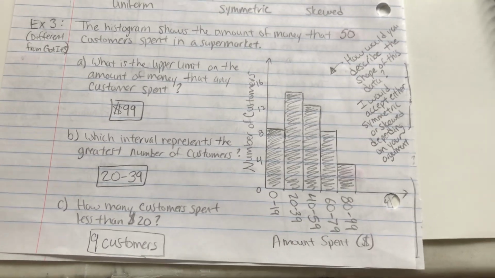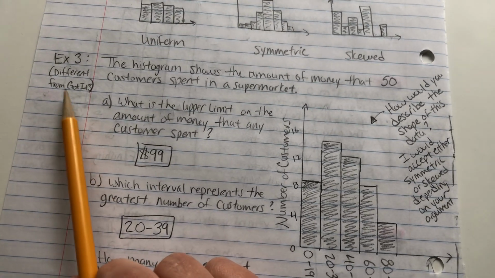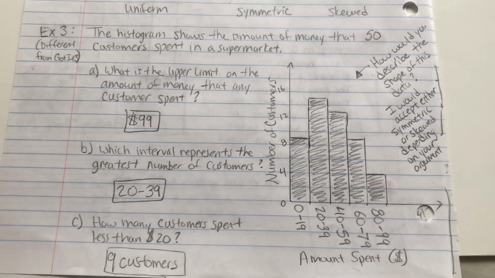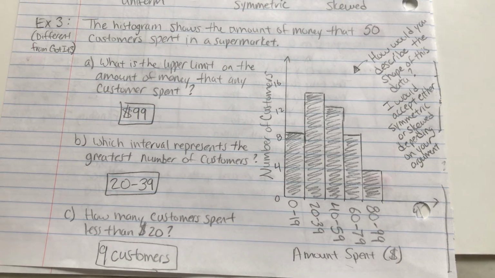So example 3, our final example here, I did change it. It's not the same as Got It 3, so if you're following along, this is different. In this example, we're actually going to practice interpreting a histogram. So it's already given to us and we're going to answer questions for it.